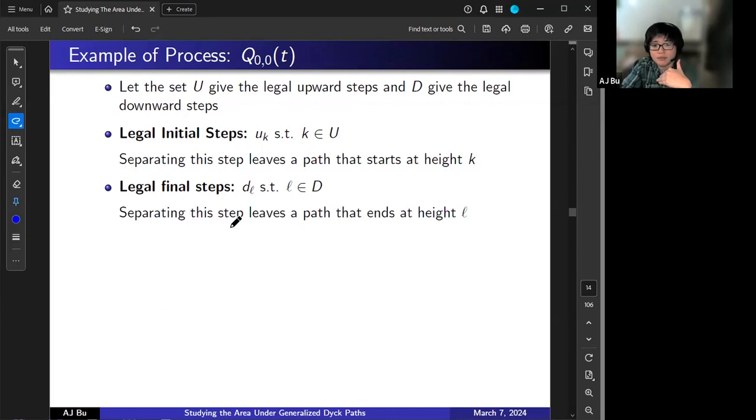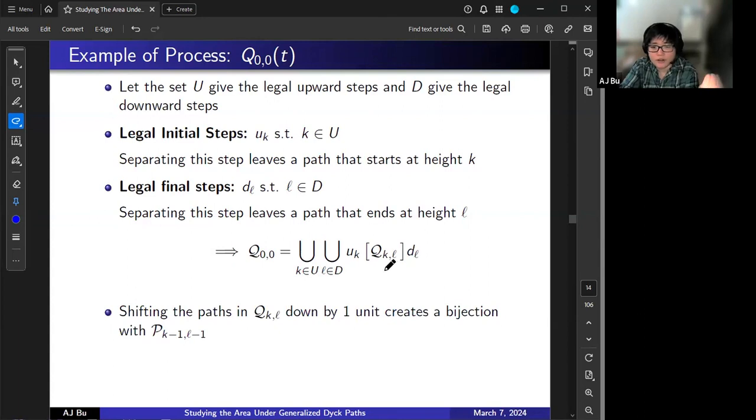And separating this step leaves a path that ends at height L, right? Because our final step is taking us down L units and ending at height 0. So therefore, before that step, we must be at height L. So that's going to give us that Q sub 0, 0 is equal to the union over all K in U's and all L's in D's of U sub K, Q sub KL, D sub L. So basically all of the possible first and last steps, and then whatever has to happen in between.